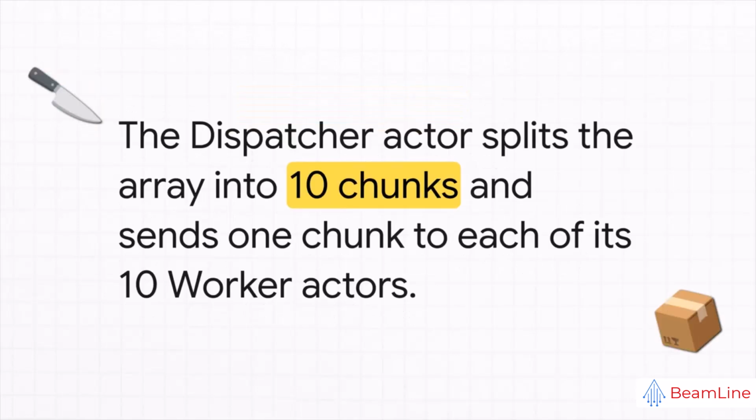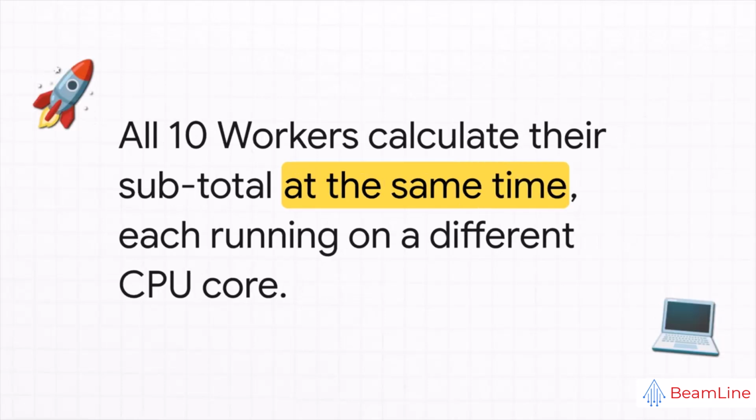So our dispatcher actor takes this massive array and just chops it up. For our example, let's say we have 10 worker actors, so the dispatcher splits the array into 10 smaller chunks and sends one chunk to each worker. And here's the payoff. Because CAF's scheduler is smart enough to run these actors on different CPU cores, all 10 of our workers can be calculating the sum of their little chunk at the exact same time. We're literally doing 10 pieces of work in the time it would have taken to do just one.